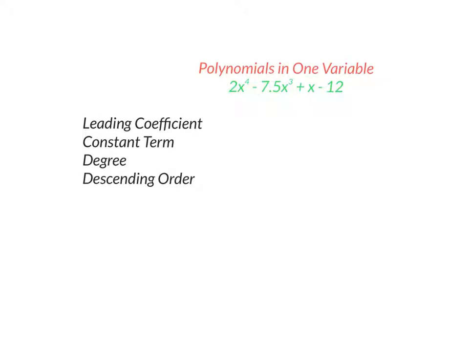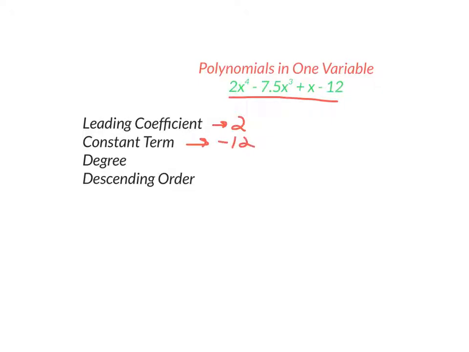If they're in one variable, there are four terms you really need to know, and these are really important, so make sure you get these down. Again, one variable because it's all just x's in there. Leading coefficient is the coefficient of the term with the biggest exponent. So in this case, the leading coefficient would be 2 because it's with the fourth power. It's the coefficient, not just the first one all the time, unless you have them in descending order already. The constant term is a term that has no variable with it. In this case, it's negative 12.